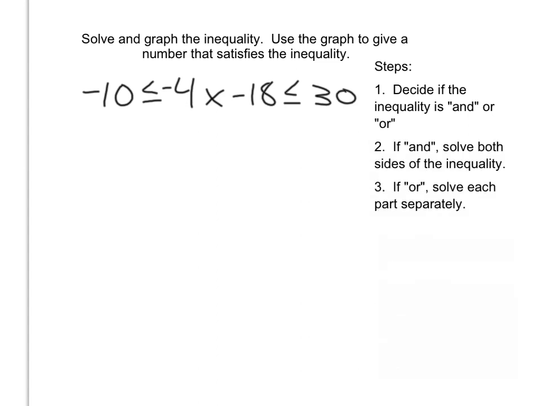Then we got different steps to solve, okay? If it's an and inequality, you solve both sides, and you solve it together. And we'll show you how to do that. If it's or, you're going to solve each part separately, okay? So here's what I mean by solving it together.